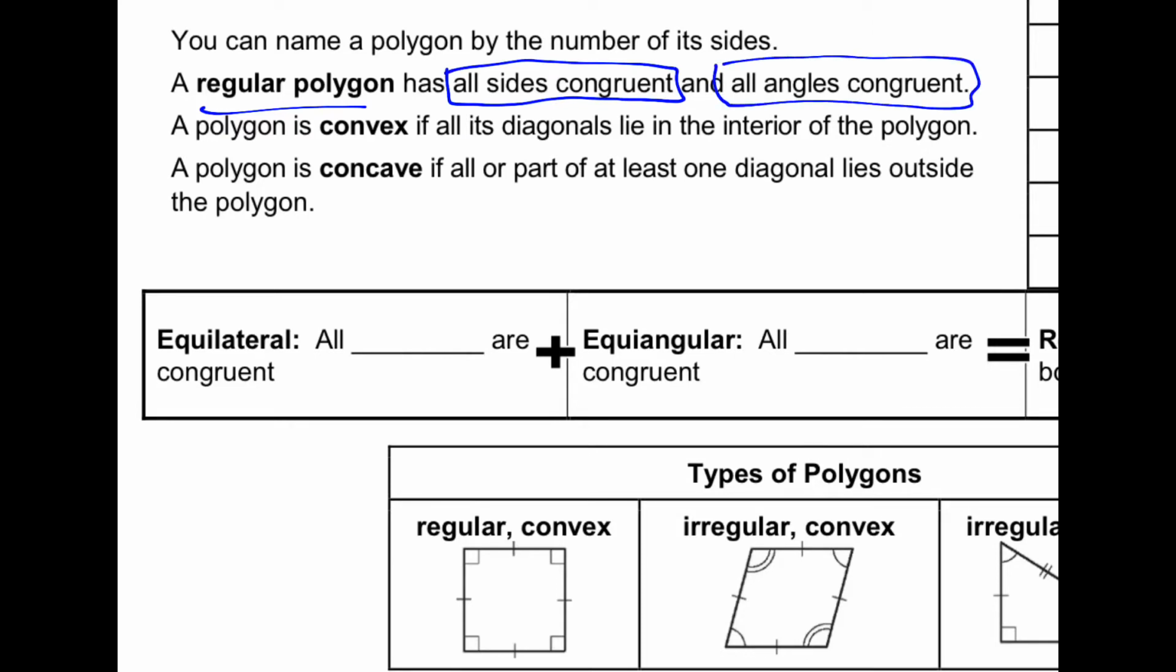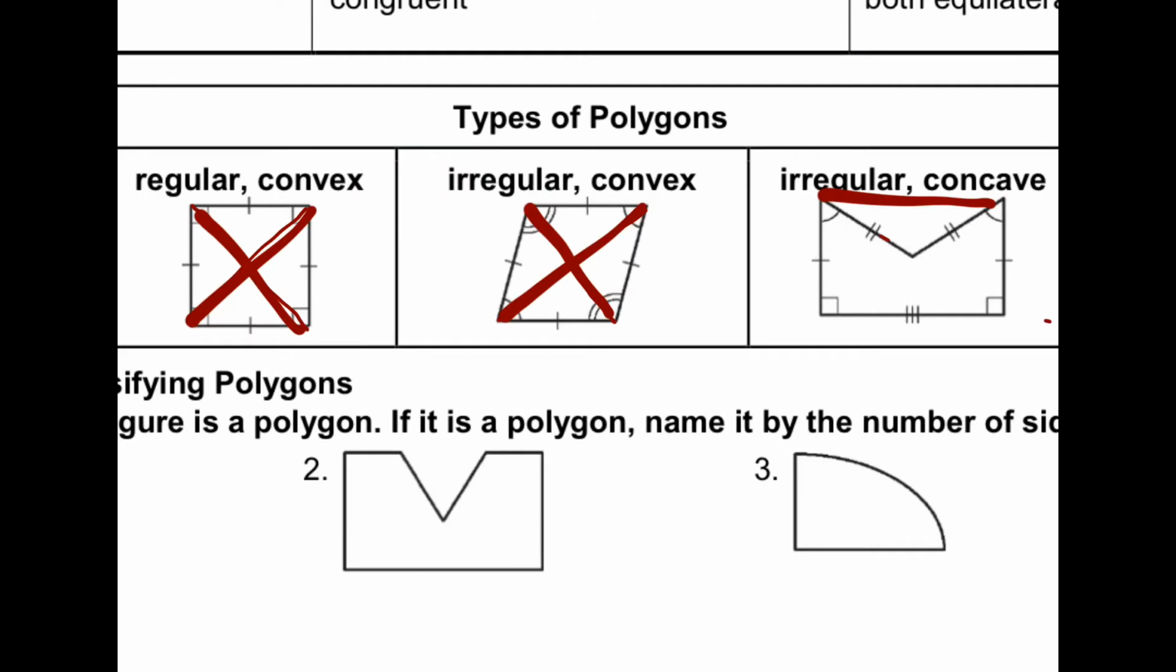That means that the side lengths and the angles are the same. A polygon is convex if all of its diagonals lie in the interior of the polygon. And a polygon is concave if all or part of at least one diagonal lies outside the polygon. So here are three quick examples.